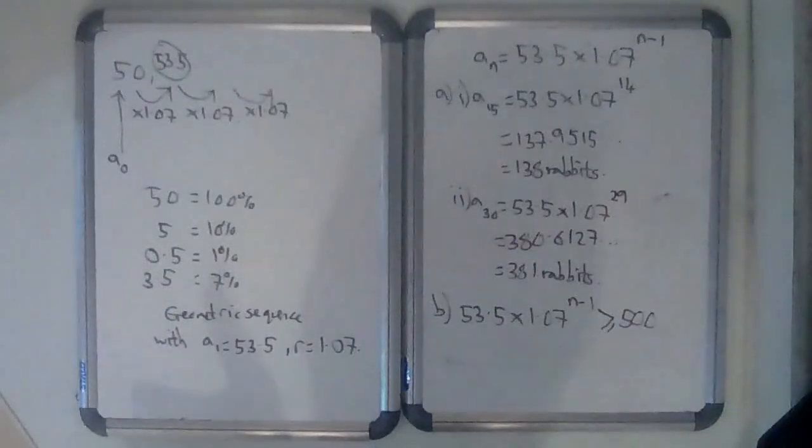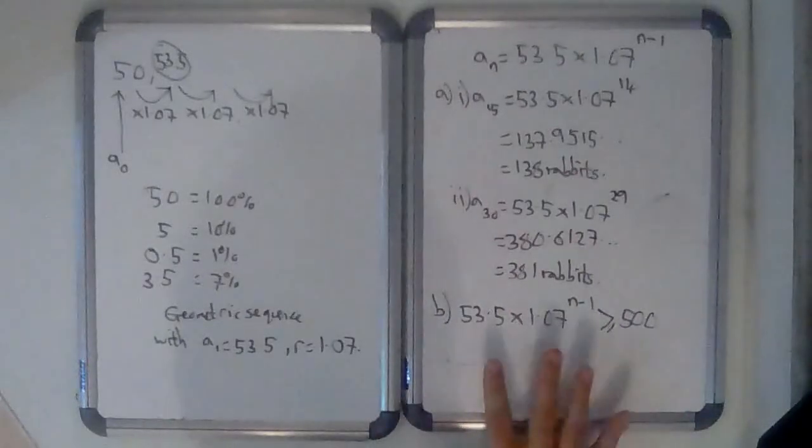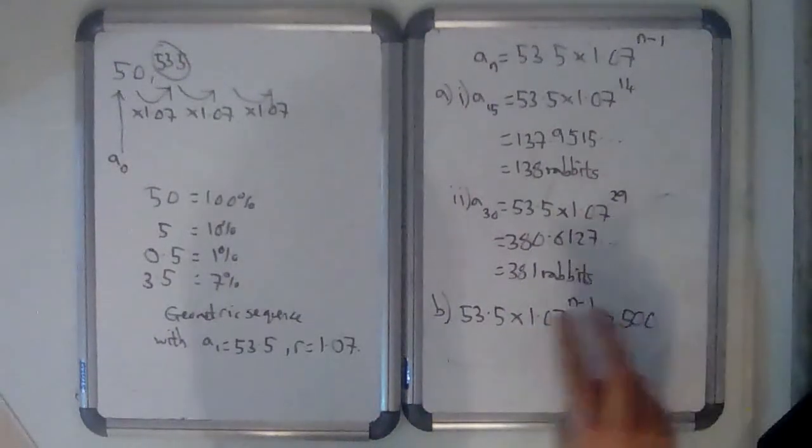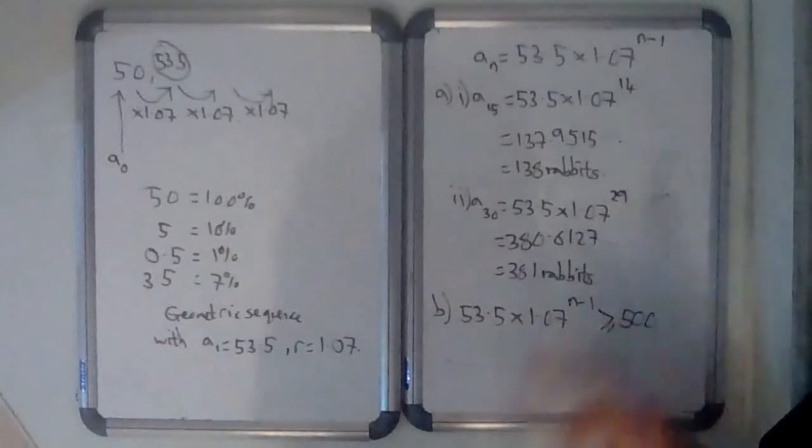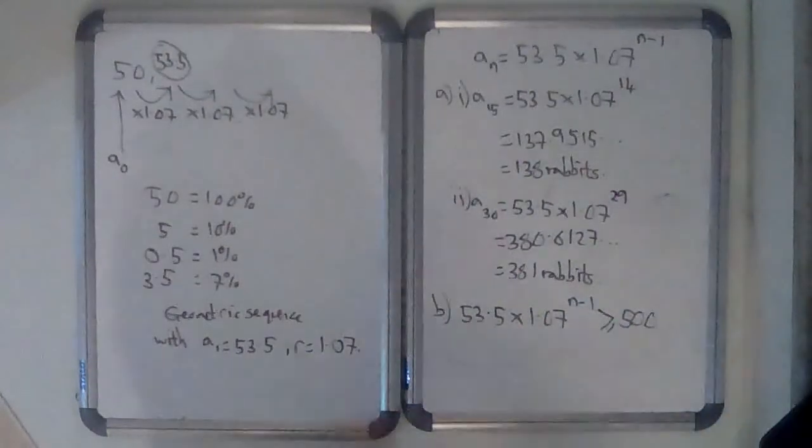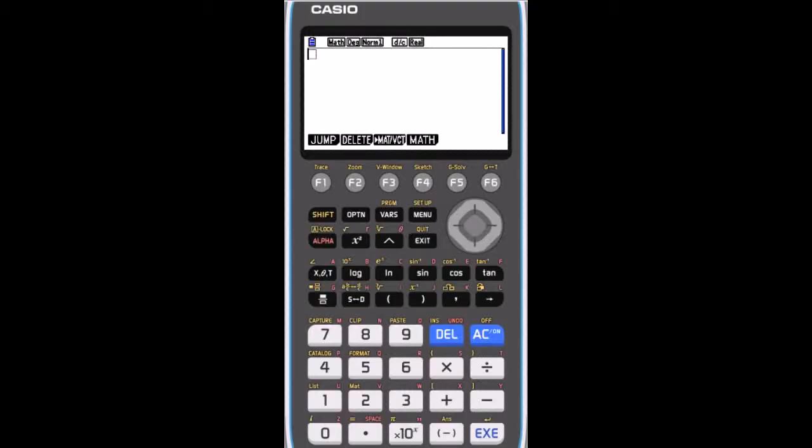If you're going to have to use a calculator anyway, the calculator has various functions that can do it. You could just type it into an equation solver. You could use table mode, or you could plot the graph of y equals 500 and the graph of y equals 53.5 times 1.07 to the power x minus 1, and see where they cross. So I reckon I'm going to do it like that. I've decided I'm going to use a graphical method to see how many weeks it's going to take for this rabbit population to reach or pass 500 rabbits.